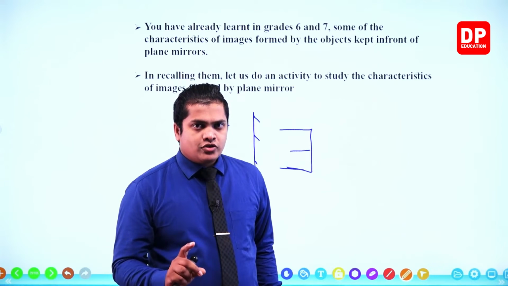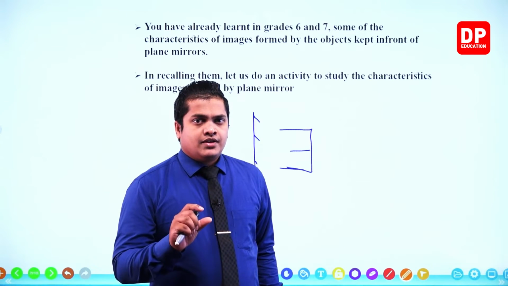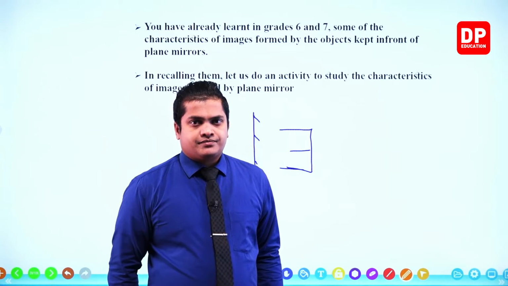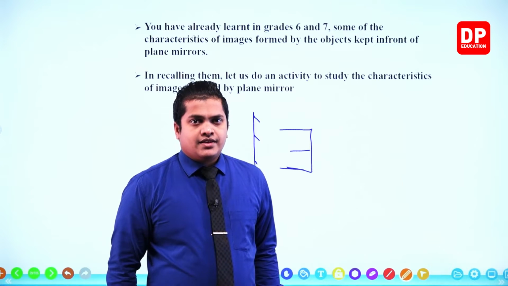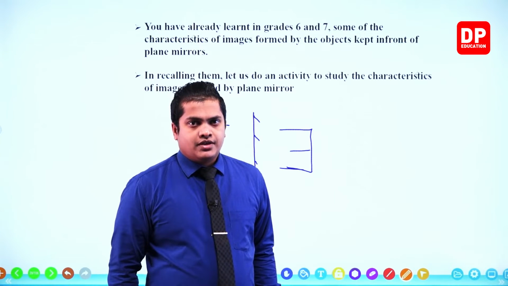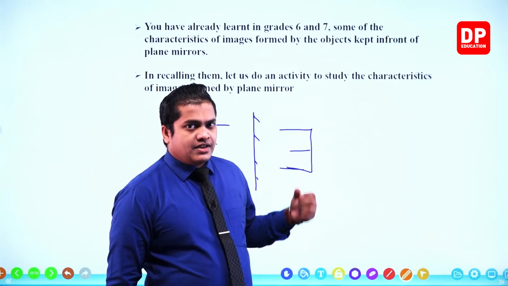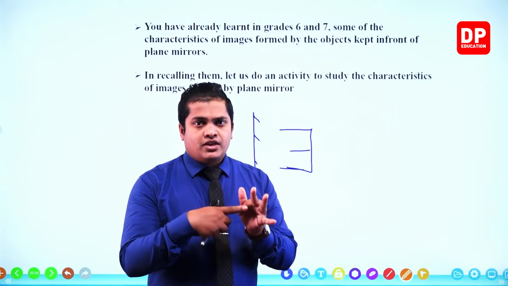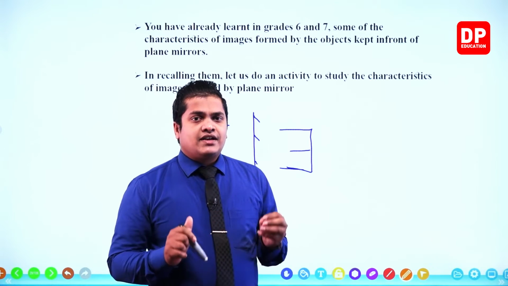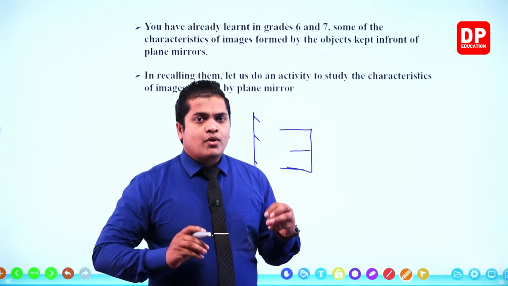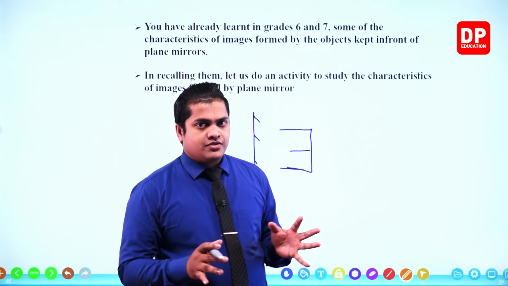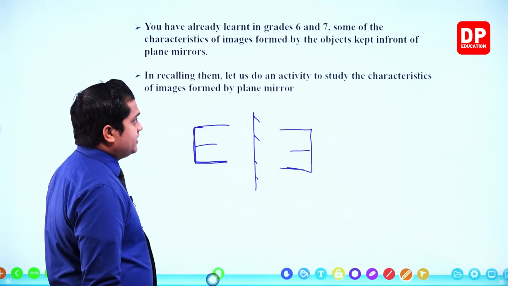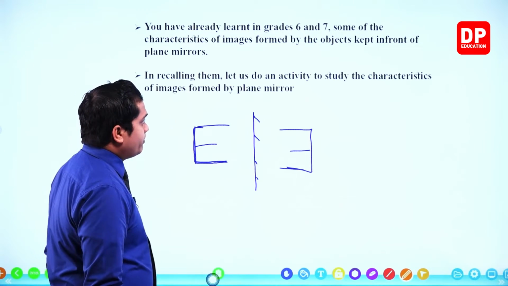So within the image created by the plane mirror, the object size and the image size are equal to each other. In the previous activity, we identified another feature, that the object distance is equal to the image distance. So in that way, we have studied several properties of plane mirror images. Recalling them, let us do an activity to study the characteristics of images formed by a plane mirror.